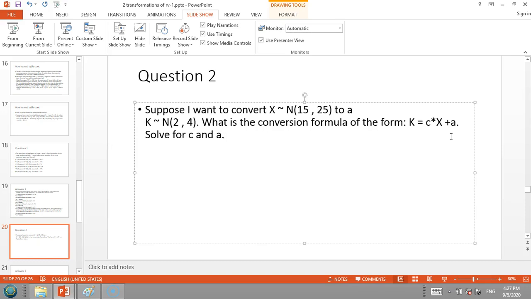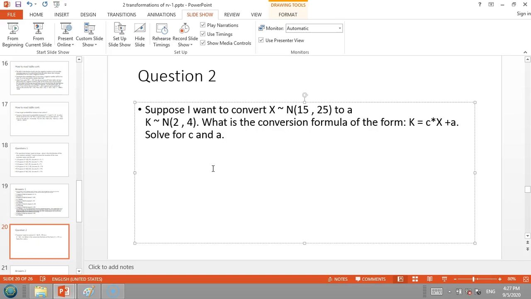You have to think, because the first thing you want to do is actually get your variance to match. The first thing you need to do is get the variance to match. So the standard deviation in the first one is 5, and the standard deviation in the other one is 2.